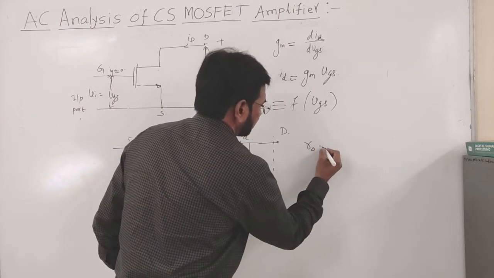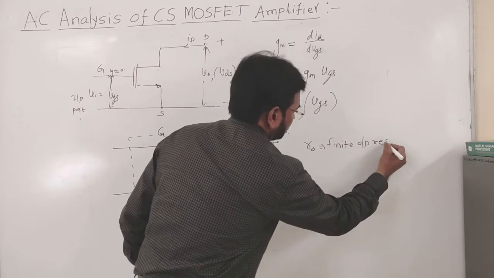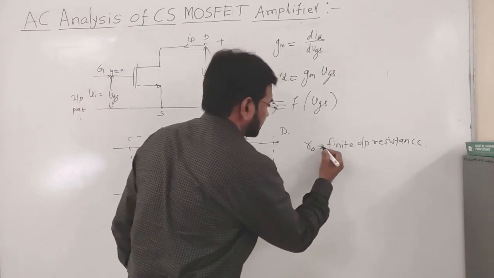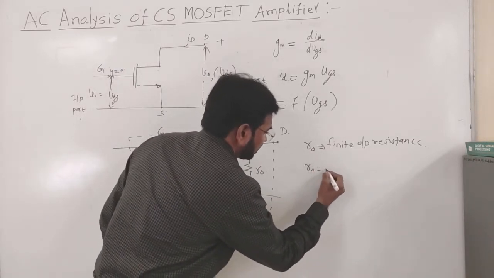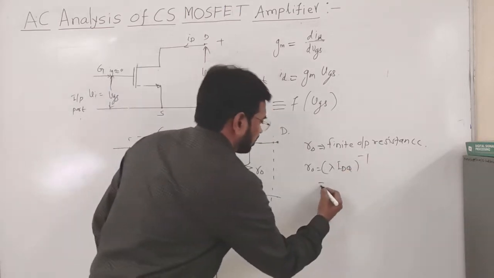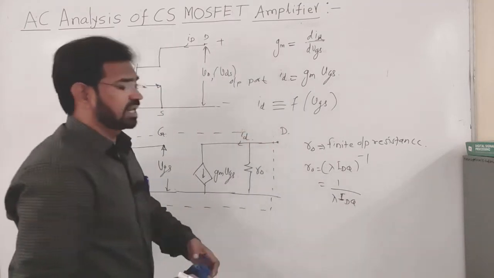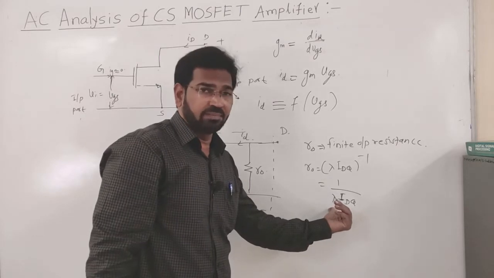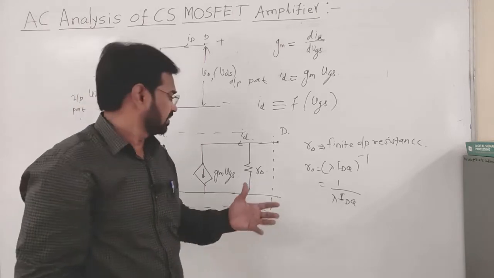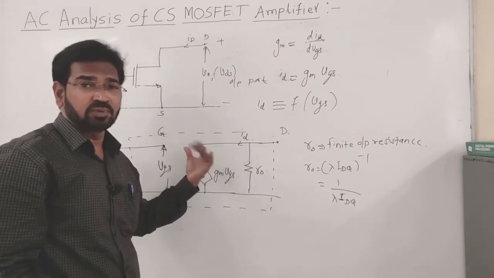So, R naught is finite output resistance. We already have a special lecture on this, and R naught is equal to lambda IDQ raised to minus 1, or 1 by lambda IDQ. We have developed this relation. What is lambda? Lambda is the channel length modulation parameter, and ID is the DC current which is set at the quiescent condition. Okay. So, we are using this model to analyze the circuit diagram of the common source MOSFET amplifier.